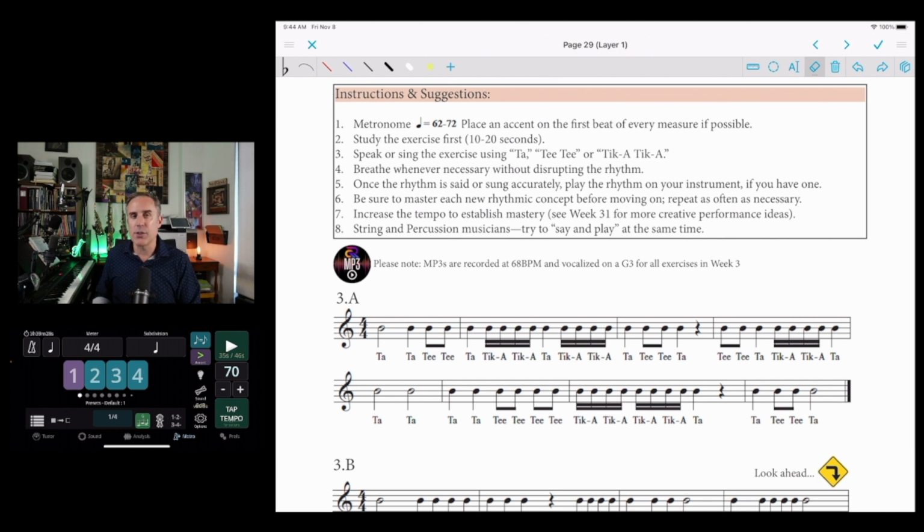I do have 2 suggestions. Suggestion number 1, realize what the concept for the week or the chapter that you're in is. For example, we're in week 3. Our concept is 16th notes, and they're always going to be grouped together in 4. So I would go in and I would look at this exercise 3A and try to find all of the 16th notes. That would be helpful if I was just learning about 16th notes.